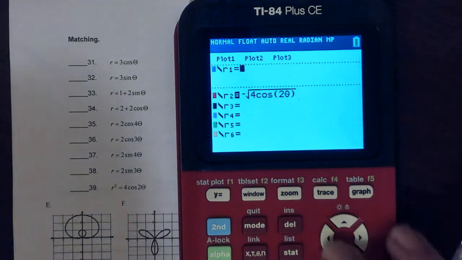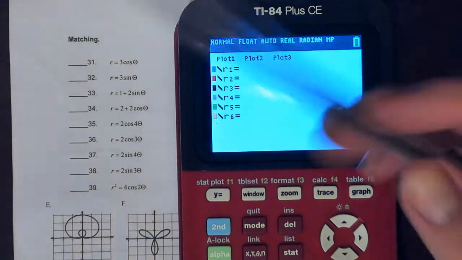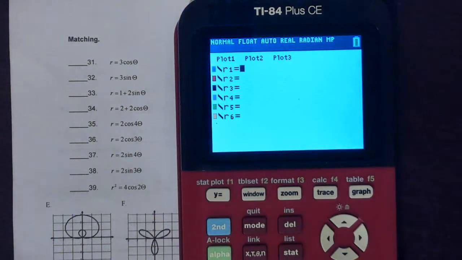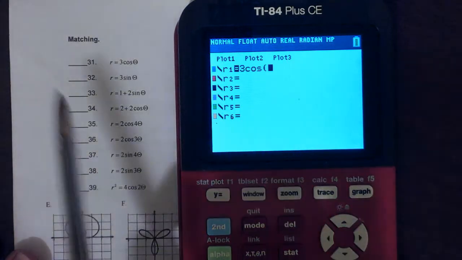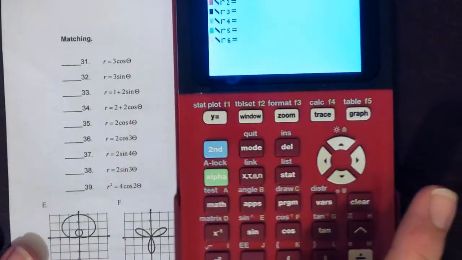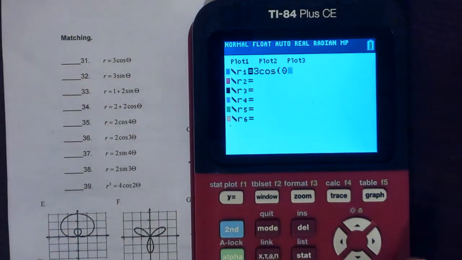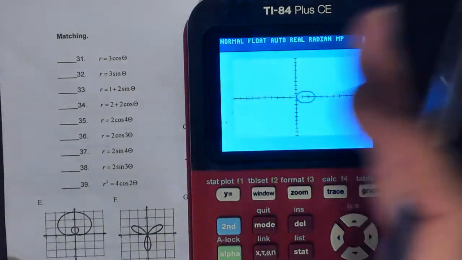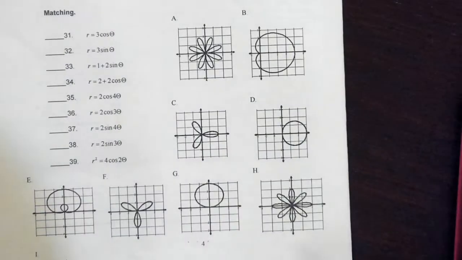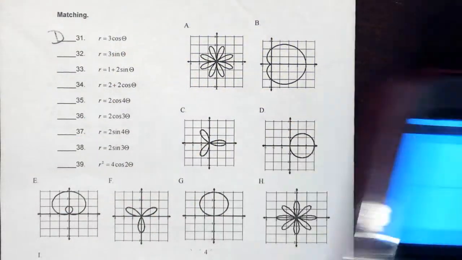Okay, so from there, we're going to go to our y equals, and now they all say r equals, so we just simply type them in the calculator. So I type in 3 cosine theta. Your theta button is where your X button is. So you just hit the X button, and when you hit that, theta pops up, close parentheses, and I hit graph, and I see that I have a circle going to the right. So if I look over here, I need a circle going to the right. That's letter D. So again, it's not that big a deal. You're just typing it in your calculator as you go.